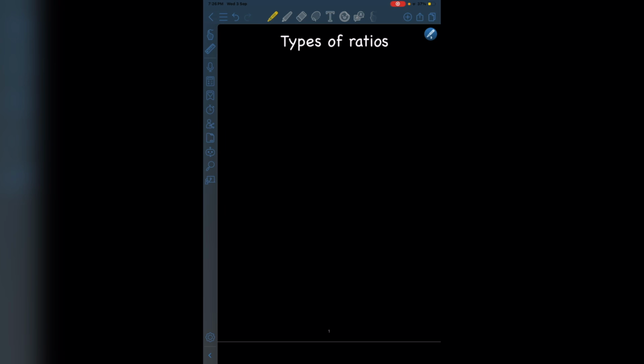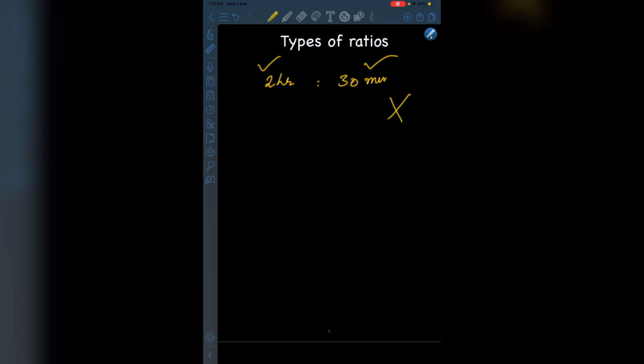Now there are some common mistakes we always make. One is mixing units. We cannot compare 2 hours to 30 minutes without converting. For example, 2 hours and 30 minutes, it's wrong. We need to convert this into hours or this into minutes, right?